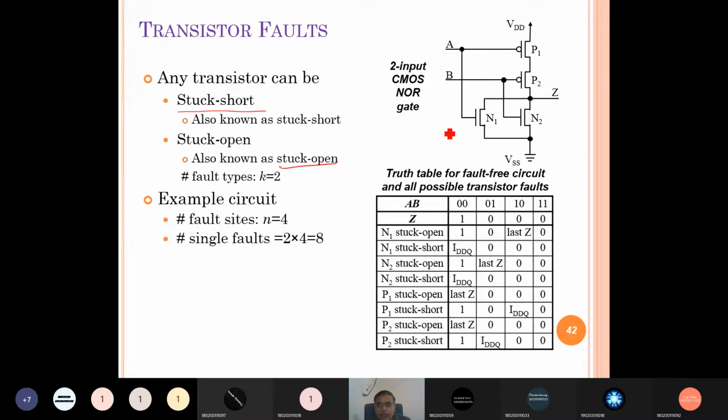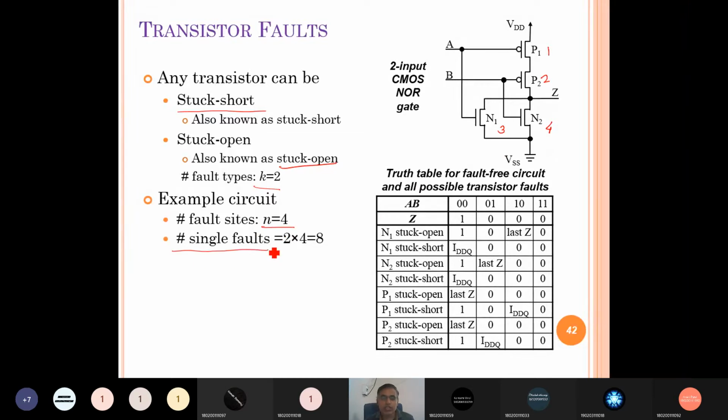So let me take the two input CMOS NOR gate. This is the diagram of a two input CMOS NOR gate. You know it very well. Now for this CMOS two input NOR gate, let me do the analysis of the transistor fault model. Here the fault types K is equal to 2, either short or open, and the fault sites mean how many transistors are in the circuit. In this circuit there are 4 transistors, 1, 2, 3 and 4. So n is equal to 4.